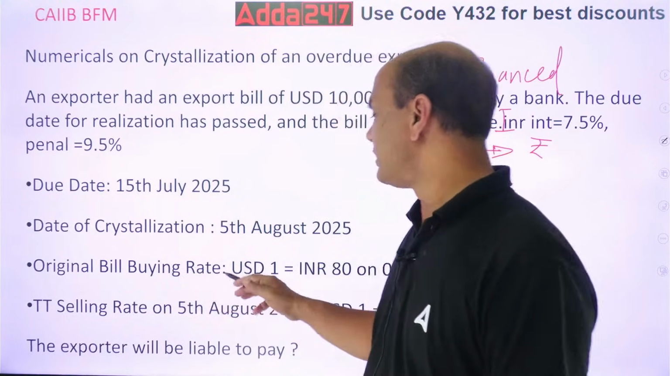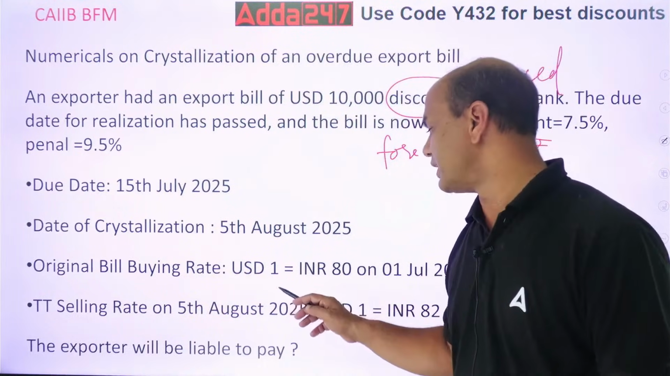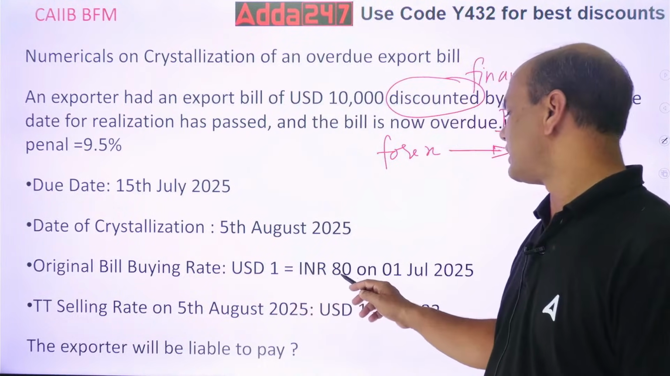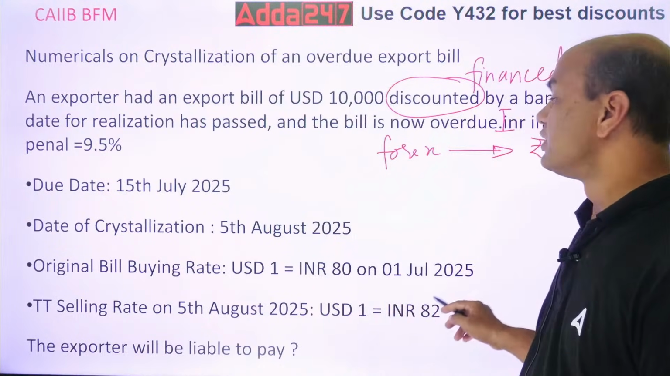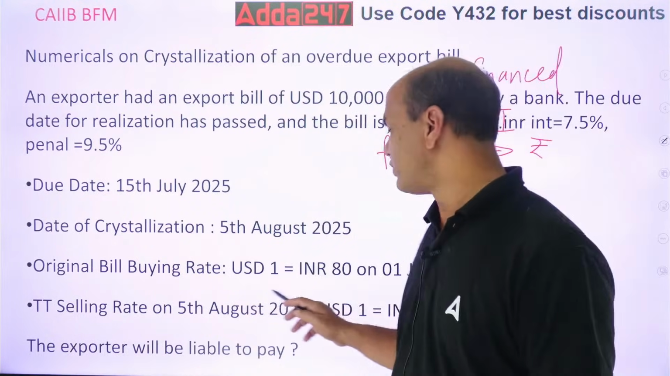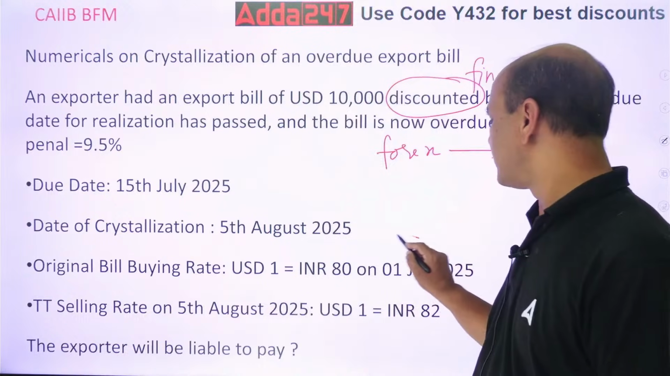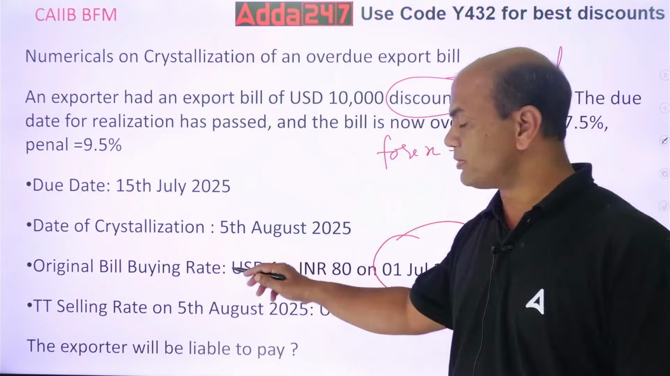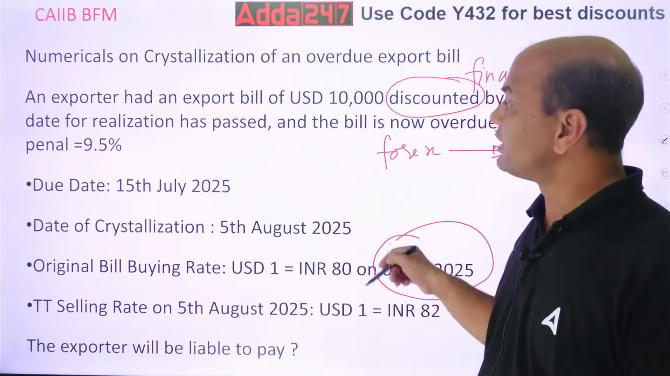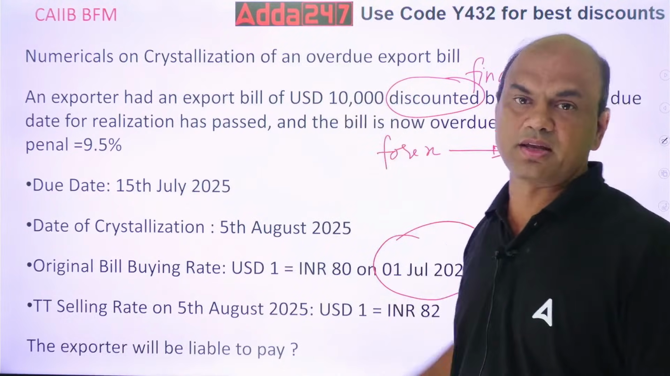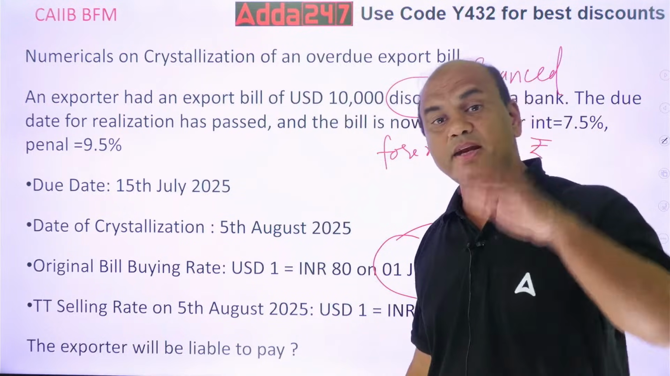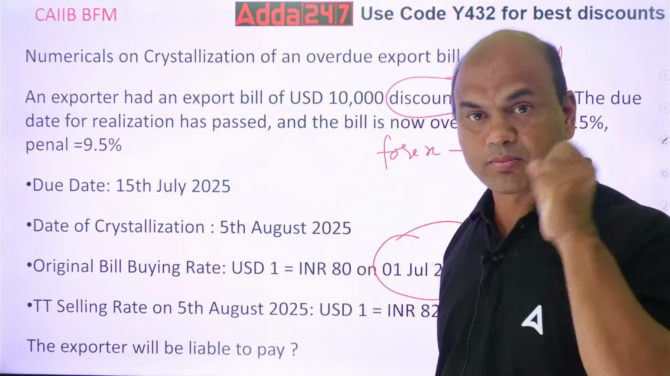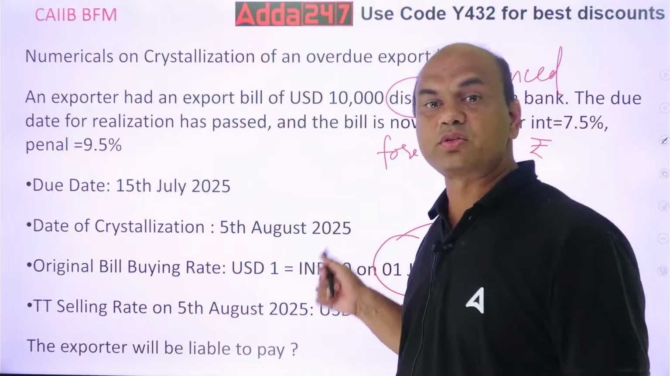Original bill buying rate is 1 USD equals INR 80 on 1st July. What do you mean by this 1st July date? Original bill buying rate on 1st July means the bill was financed on 1st July. At that time the bank had purchased it. So the bank had financed on 1st July.